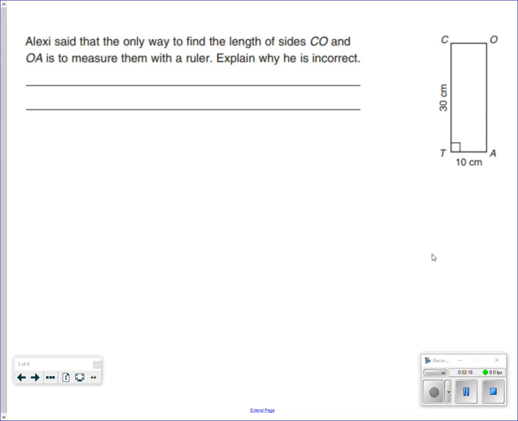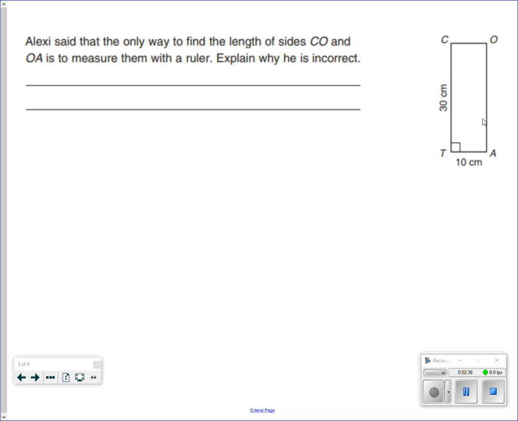Let's take a look at this next one here. We're taking a look at this shape. It says the only way to find the length of sides CO, right here, and OA is to measure them. Explain why he is incorrect. Alexi said that the only way you can find the lengths of these sides of CO is if you measure. Well, this is a parallelogram.